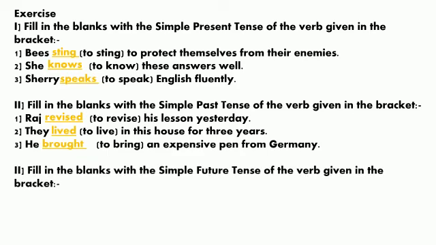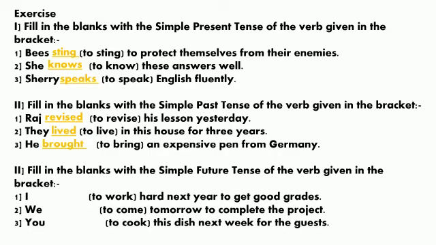Fill in the blanks with the simple future tense of the verb given in the brackets. I dash to work hard next year to get good grades. I, future tense. Future tense will be will work. To work is the main verb. What are you going to add? Will work. Next is we will come. You will cook. So the words will come, will work, will cook, all these will be in the future, the action which has not taken place.